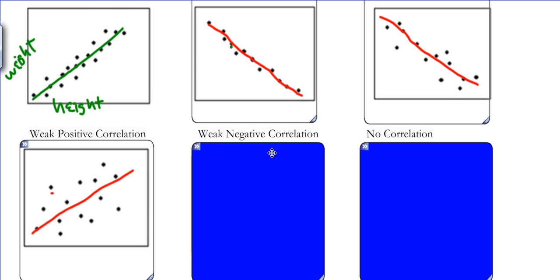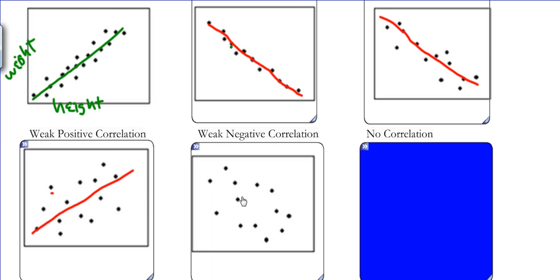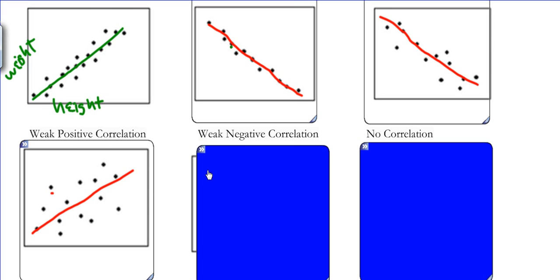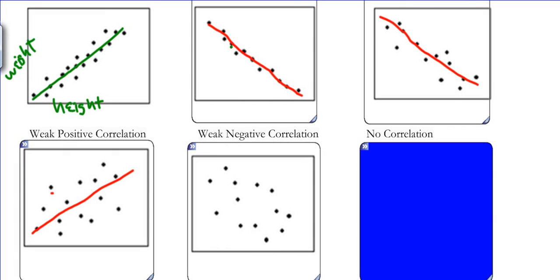What would weak negative mean? Kind of picture it in your mind before I reveal this slide. Is that kind of what you're picturing? The data is decreasing, but it's decreasing in a way that's very far apart from the line.